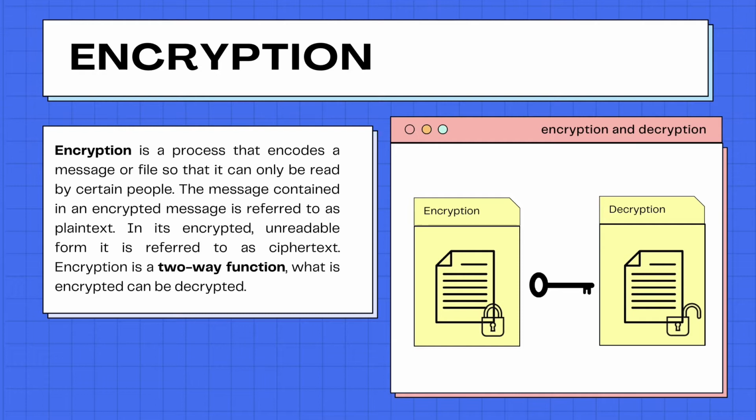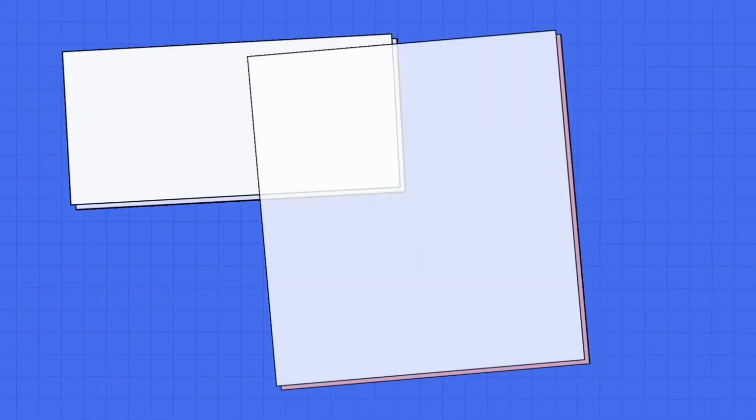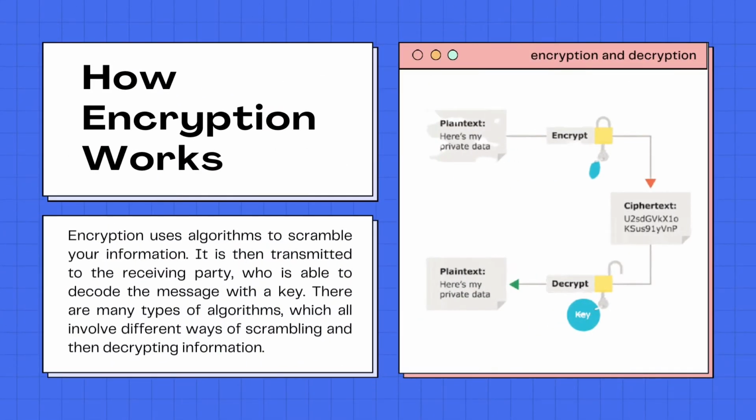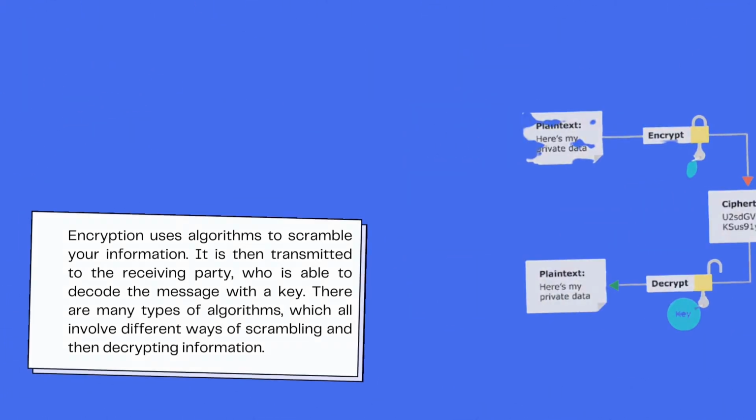Encryption is a two-way function. What is encrypted can be decrypted. How encryption works. Encryption uses algorithms to scramble your information. It is then transmitted to the receiving party, who is able to decode the message with a key. There are many types of algorithms, which all involve different ways of scrambling and then decrypting information.